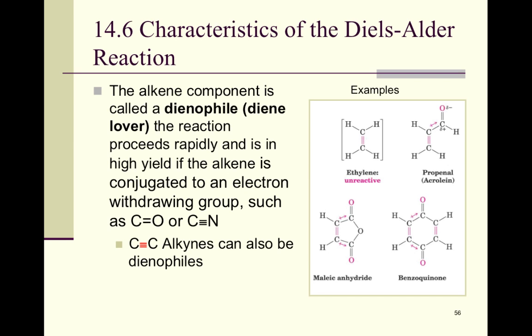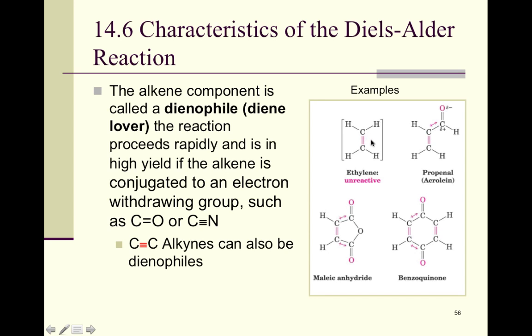Characteristics of the Diels-Alder reaction. The alkene component is called the dienophile, a diene lover. The reaction proceeds rapidly and is in high yield if the alkene is conjugated to an electron withdrawing group, such as a carbonyl group or a nitrile. Alkynes, triple bonds, can also be dienophiles.